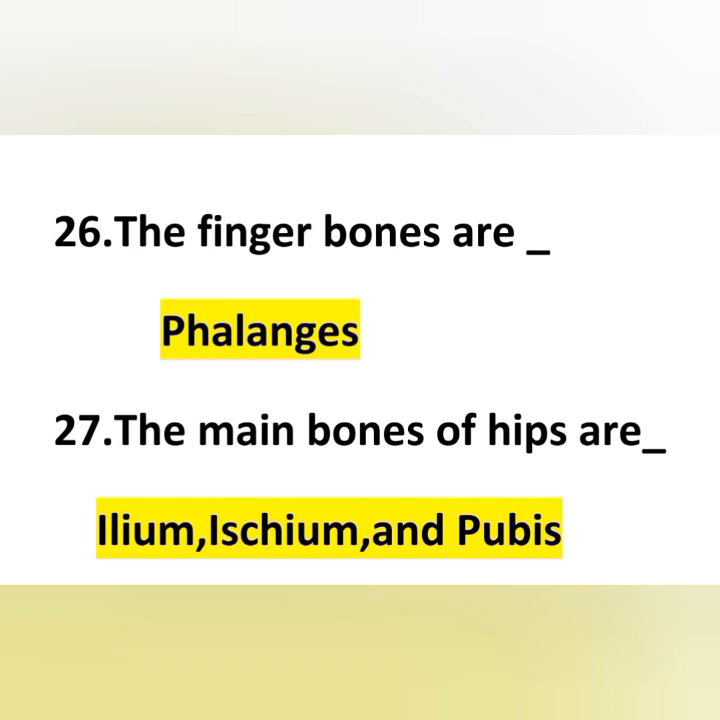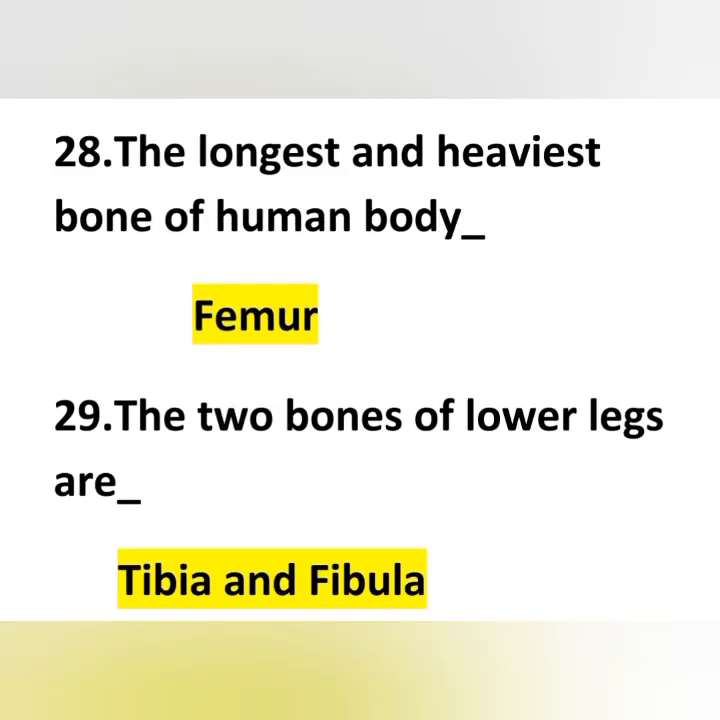First one, the finger bones are called the phalanges. The next point, the main bones of the hips are ilium, ischium and pubis. The next point, the longest and heaviest bone of the body is the femur. And the next point, the two bones of the lower leg are tibia and fibula. Lower leg bones are tibia and fibula.